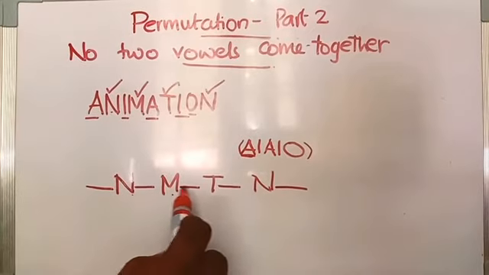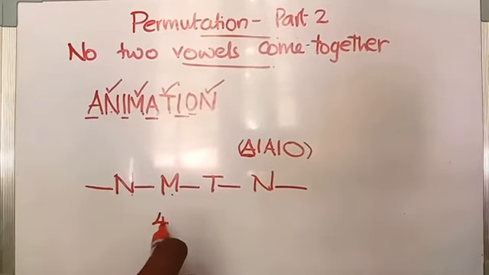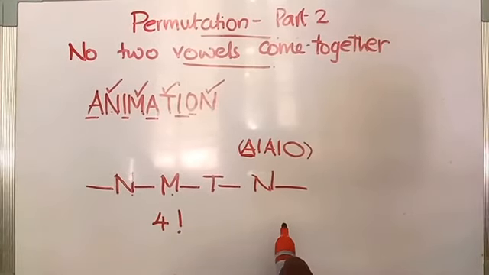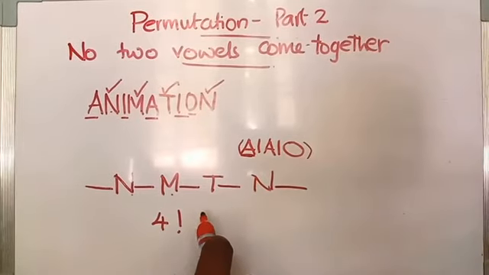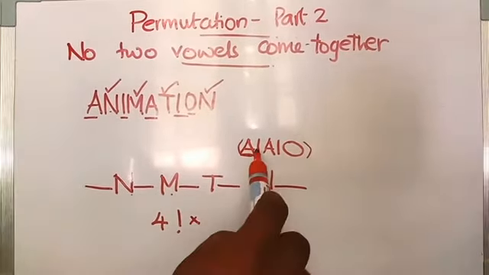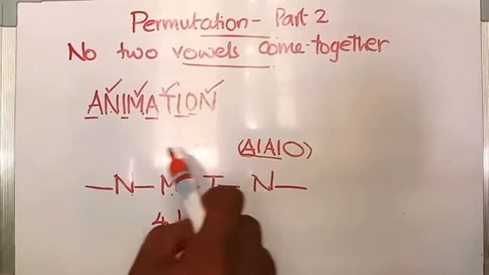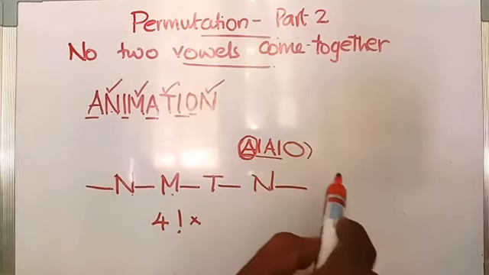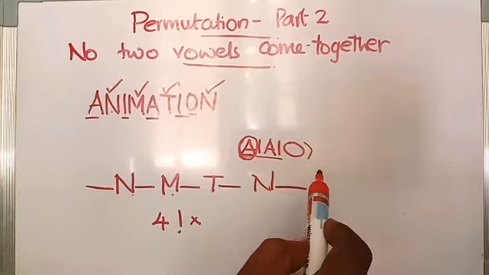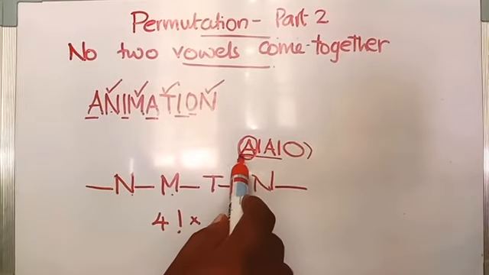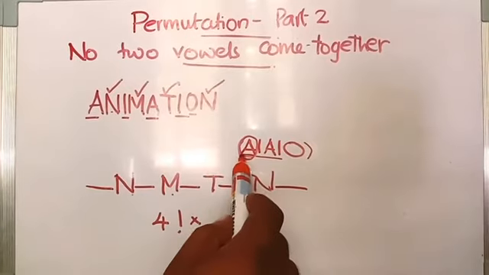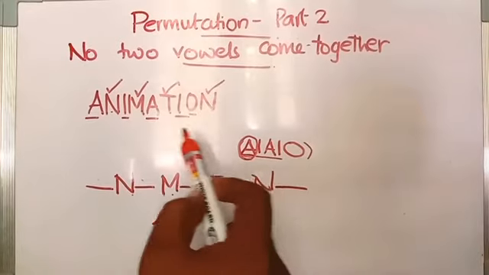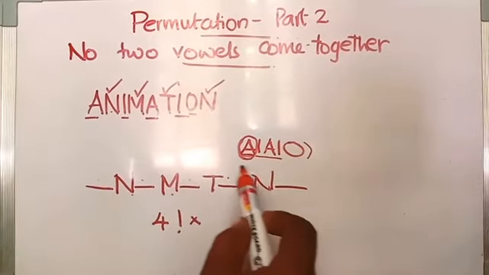So there are 1, 2, 3, 4 consonants, which can be arranged in 4 factorial ways. So the arrangement of consonants is 4 factorial. Now let's see the arrangement of vowels. Suppose we take the first vowel. It has 5 chances because this vowel can be arranged either in this place or here or here, here or here. So this vowel has 5 chances.